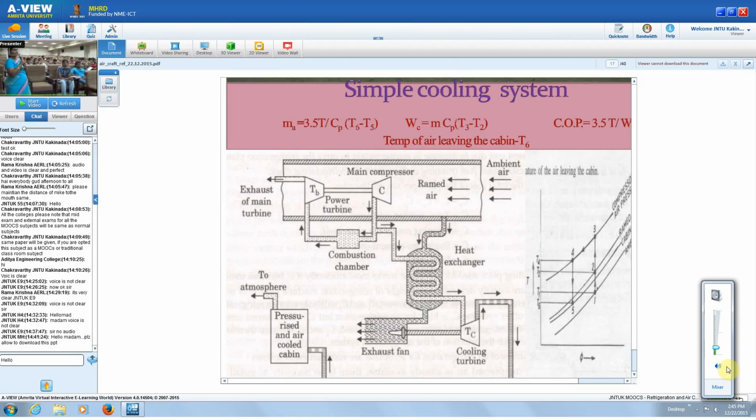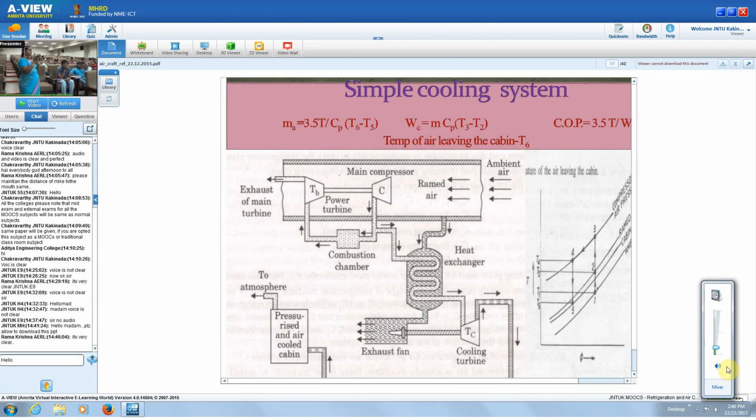5 is the state of air at low pressure and temperature, which will take the heat, and finally goes into the atmosphere at a temperature at 6. So after 5 you get 5 to 6. 6 is the exit from the cabin. That will always be greater than 1, but lower than 2.